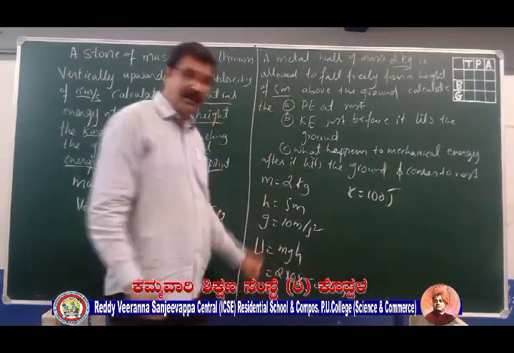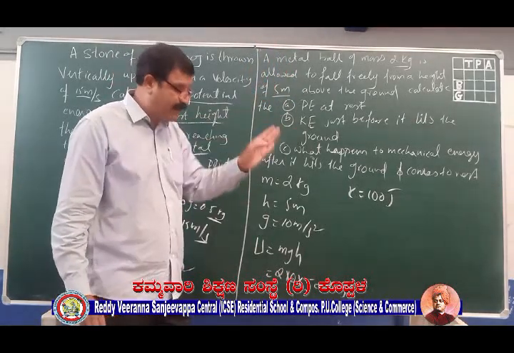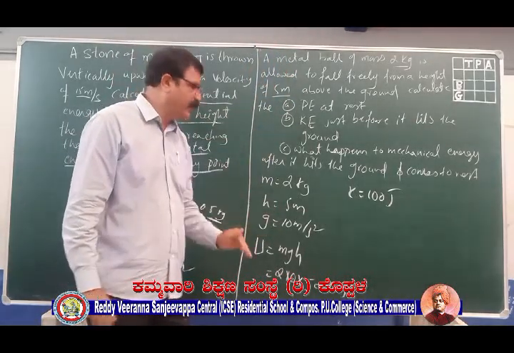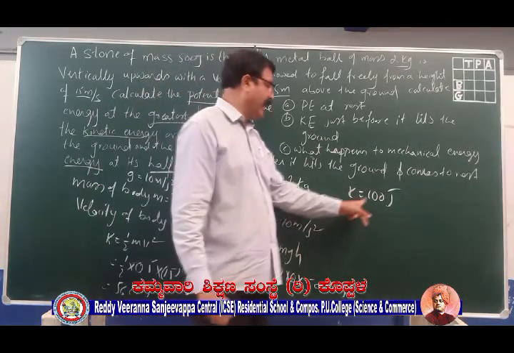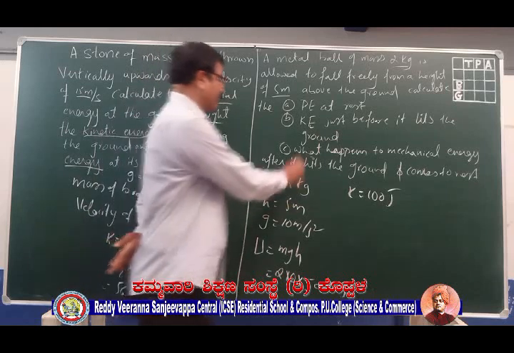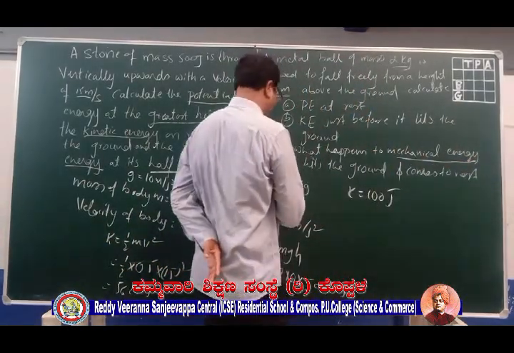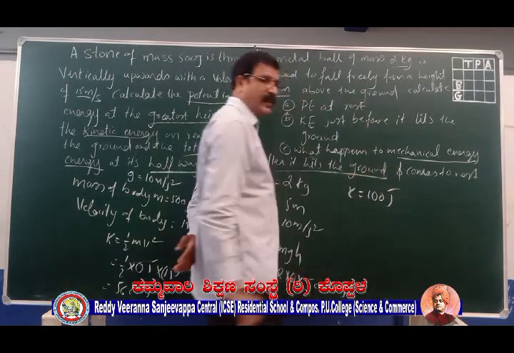So whatever the potential energy is at the maximum height, the same energy will get converted to kinetic energy just before hitting the ground. Therefore, the kinetic energy just before hitting the ground will be 100 joule. See the third question: what happens to the mechanical energy after it hits the ground?